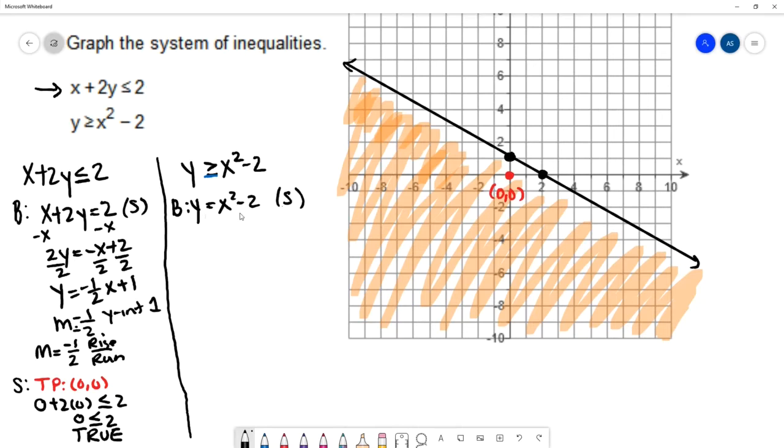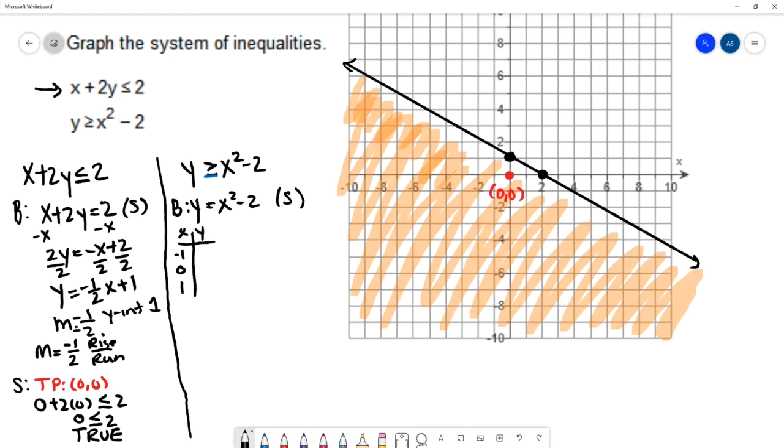Now this equation is not a linear equation, it's a quadratic equation. So we can't just use 2 points to graph the line. I believe we have to use 3 points. So let's say we use negative 1, 0, and 1.